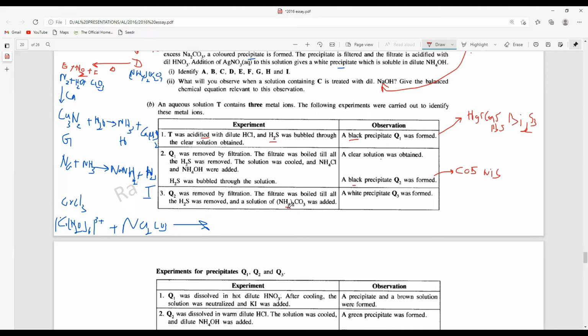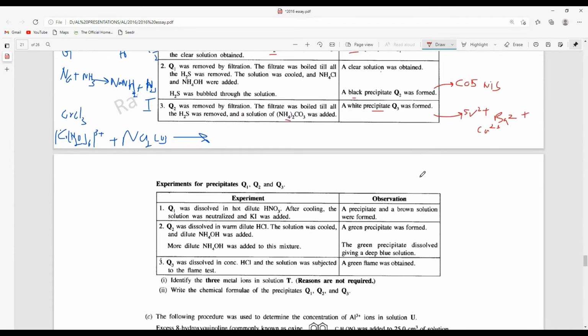And again, Q2 was removed and filtered. You add ammonium carbonate. So this is the last group, group 5. A white precipitate is formed. So strontium carbonate, strontium 2 plus and barium 2 plus can be there, or calcium 2 plus. These are all white color precipitates. So we have to identify which element is there, because only 3 are there. Up to now we have 4, 2, 6, 3, so 9. So we have to remove 6. So we will come to the experimental procedures for the precipitates. Okay. So Q1 was dissolved in hot dilute HNO3.